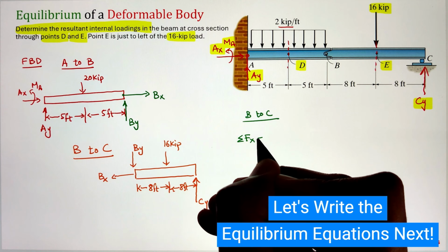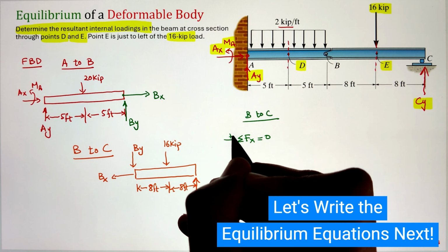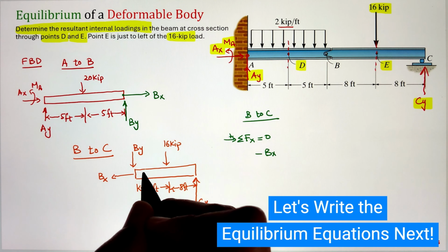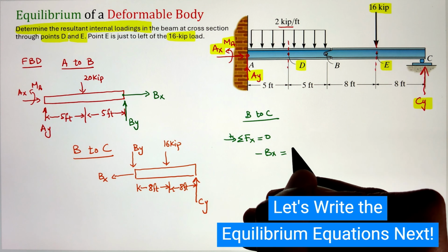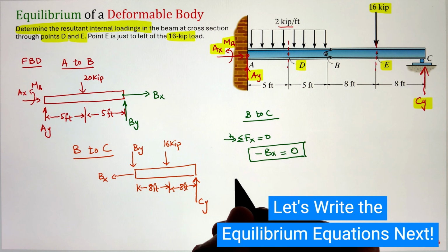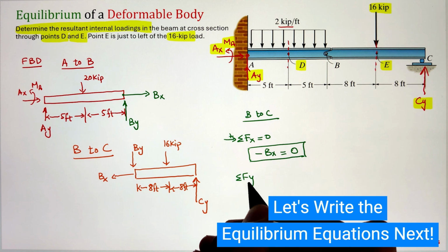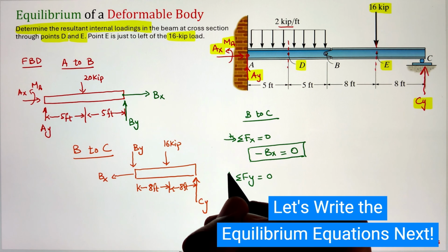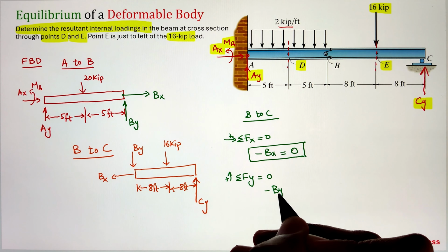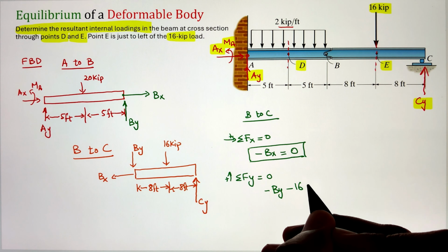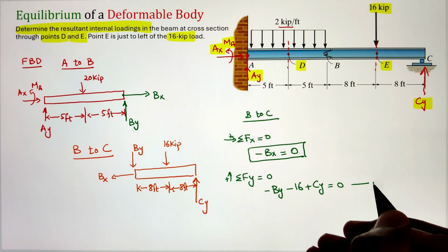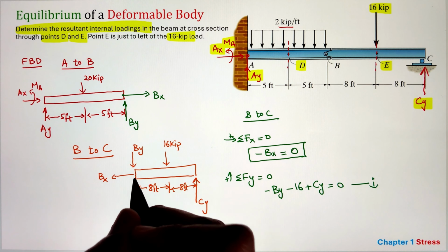I'm going to start with section B to C as I have fewer unknowns in that particular free body diagram. So to start, we can go ahead and apply summation of forces along the horizontal x direction. In this case, I have only one force acting along the x direction, so Bx equals 0. Whereas if we add all the forces in the vertical y direction, we have By going downward, 16 kip going downward, and Cy going in the upward direction.